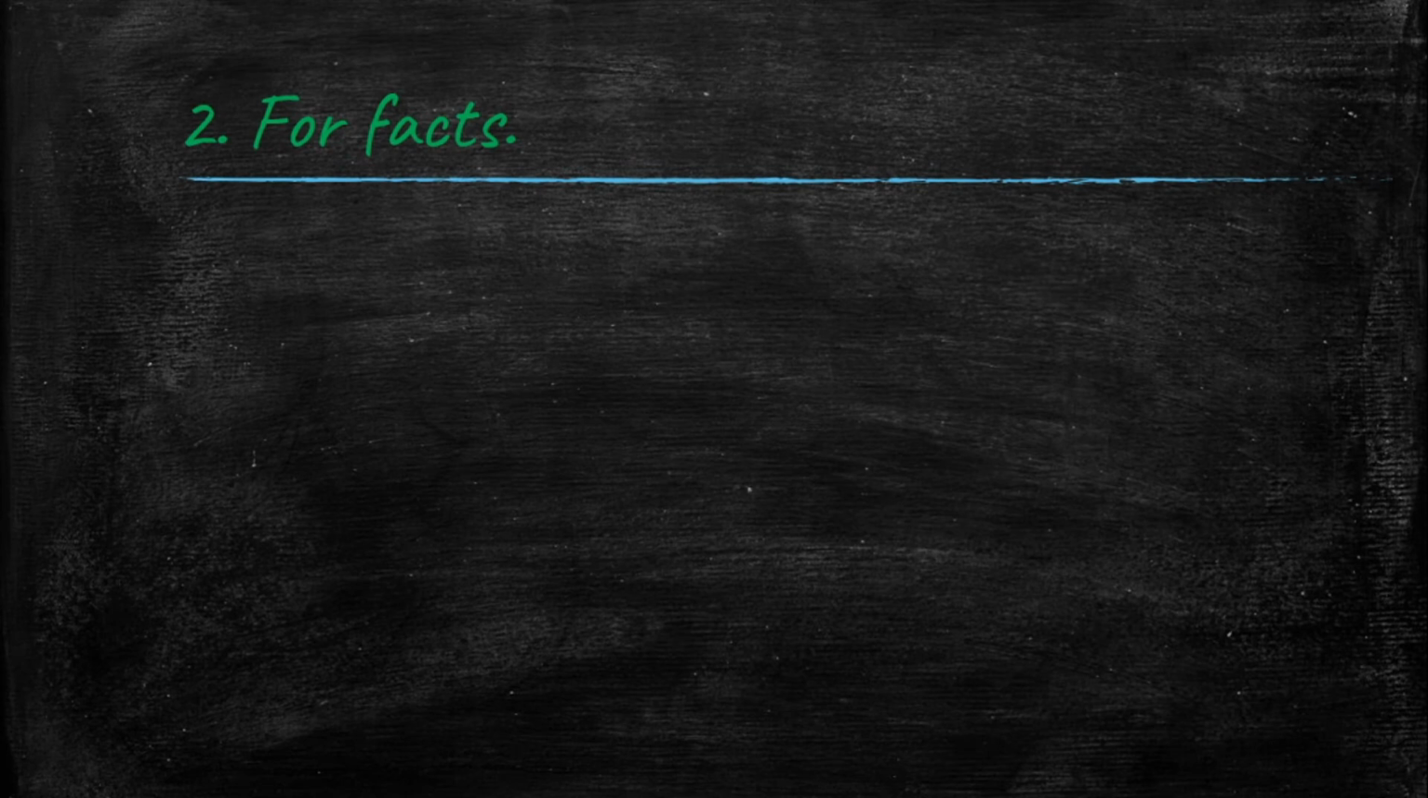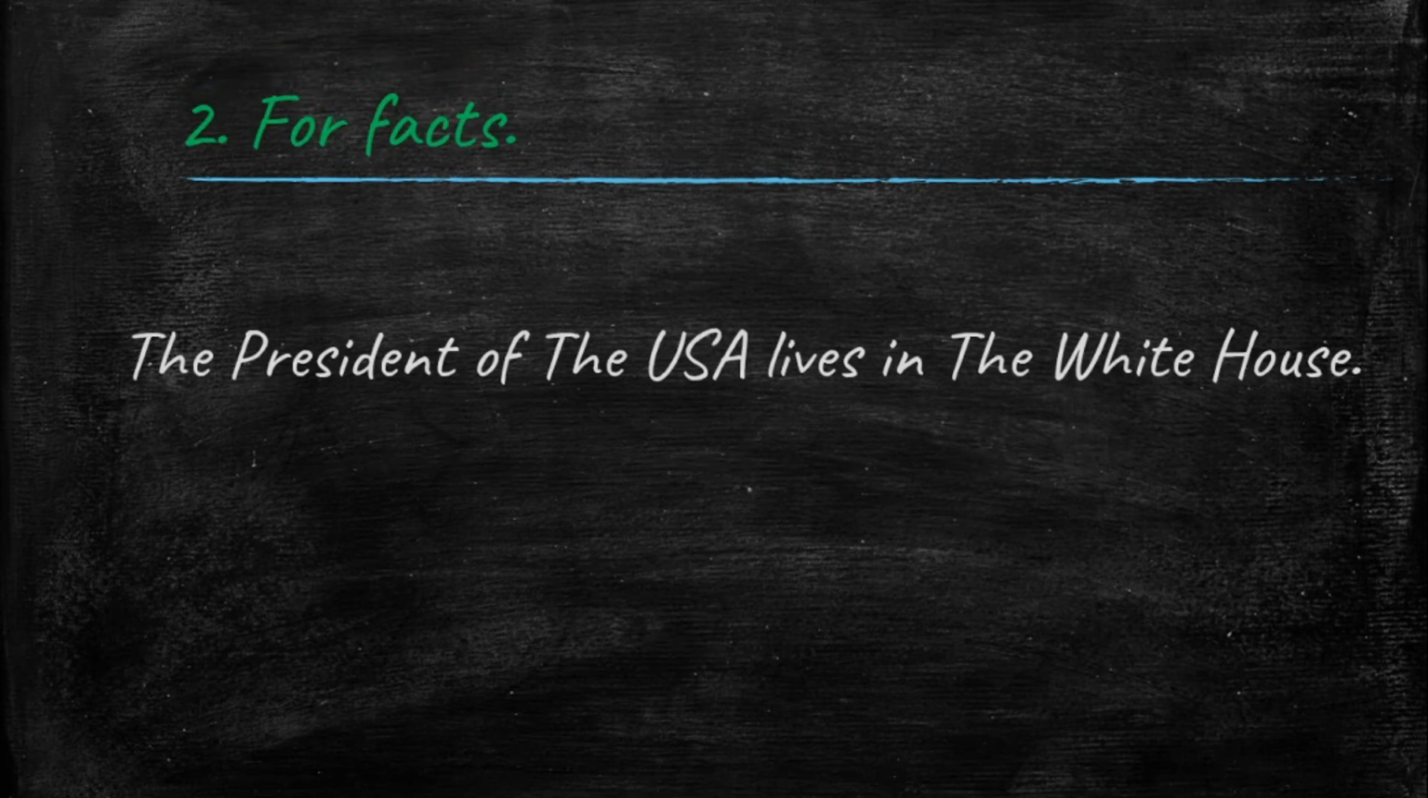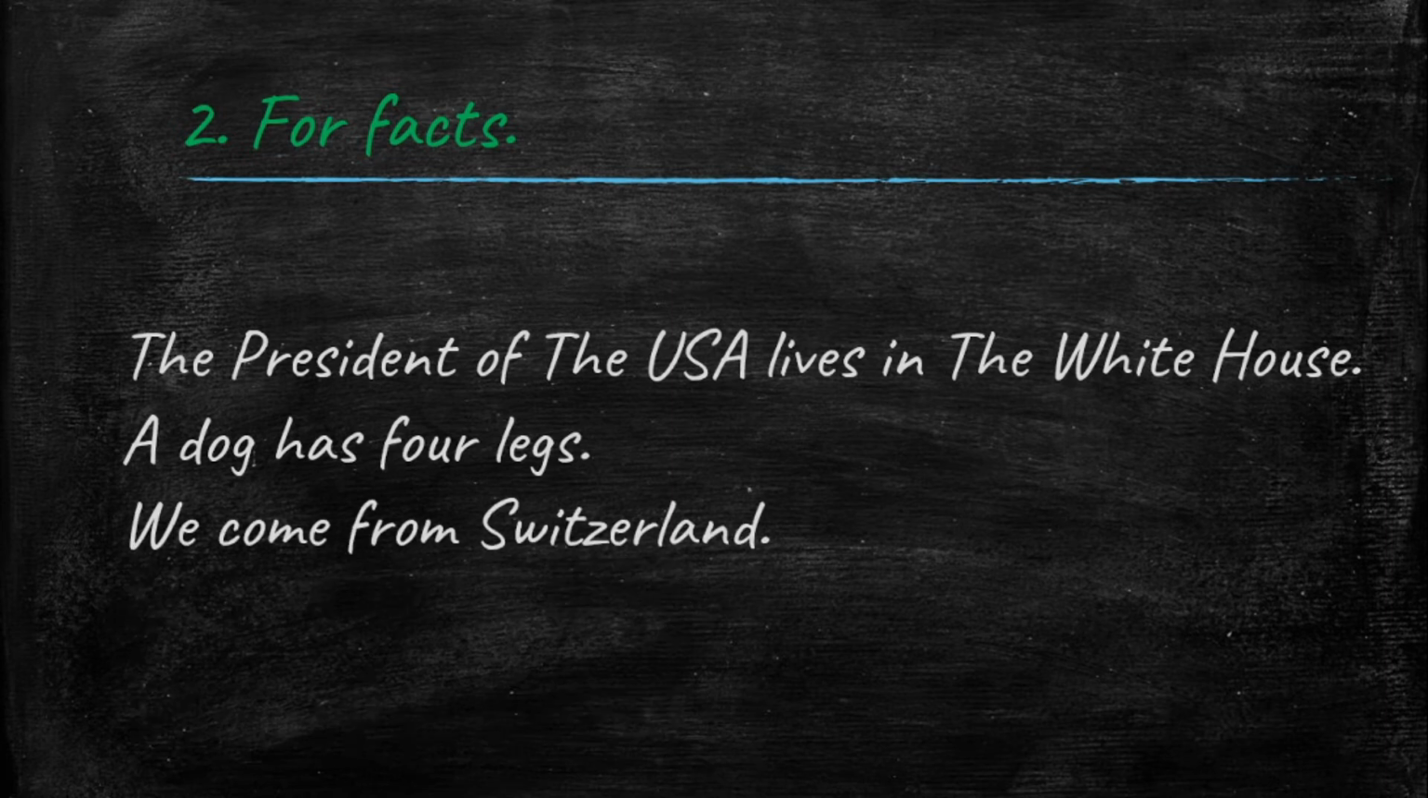Number two, for facts. The President of the United States lives in the White House. So this is a fact. A dog has 4 legs. This is also a fact because the dog has 4 legs. It doesn't have 3 legs and it doesn't have 2 legs. It has 4 legs. That's a fact. That's a scientific truth. We come from Switzerland. So if some people from Switzerland say we come from Switzerland, that's a fact because that is true.